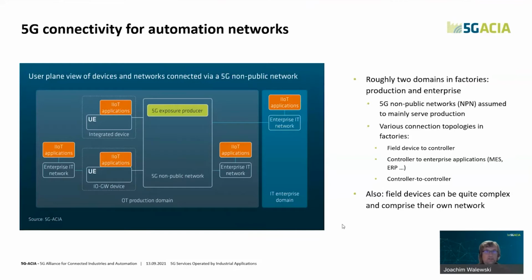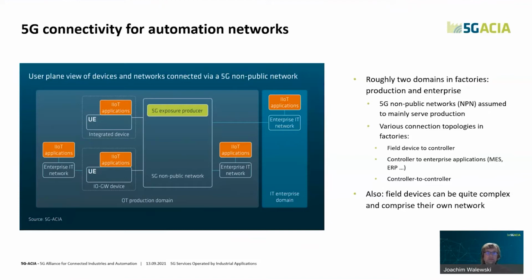Also, what it implies is that there are a lot of connection topology questions of where the data goes from what device to what device through what network. That is quite complex, and this is a very simplified picture already, what you see here, but I will try to bring it through. So in the core is the 5G non-public network here, and the 5G exposure producer, that is something that then Kurt will talk about. But let's say, just like in the beginning, what do we see?